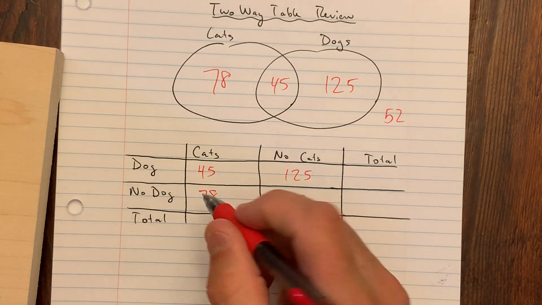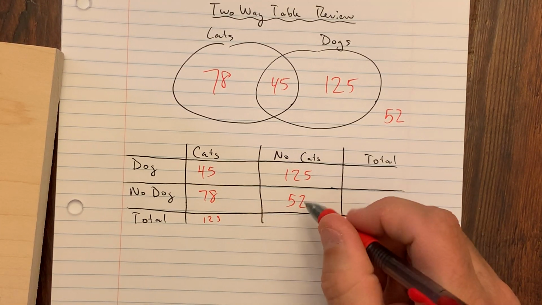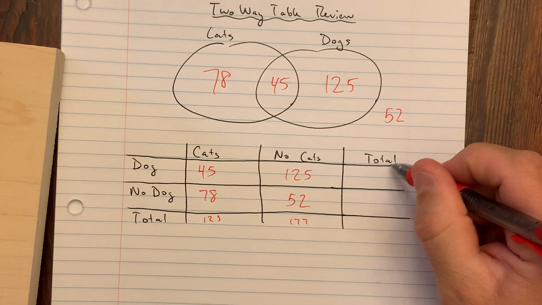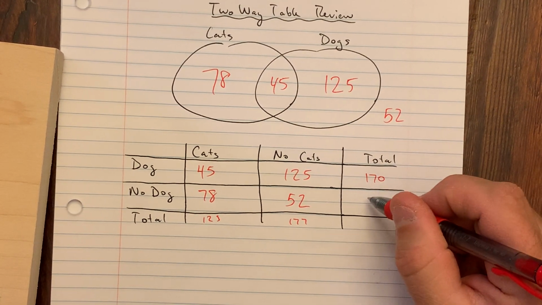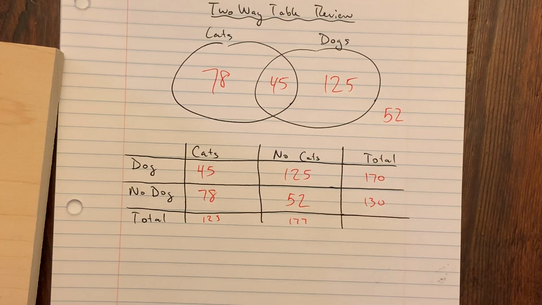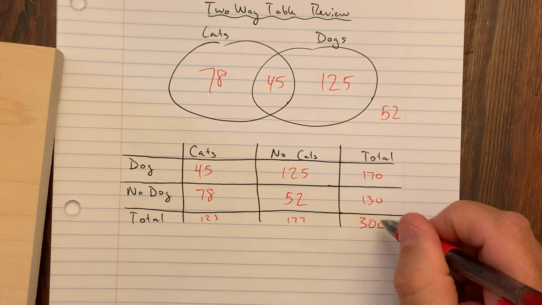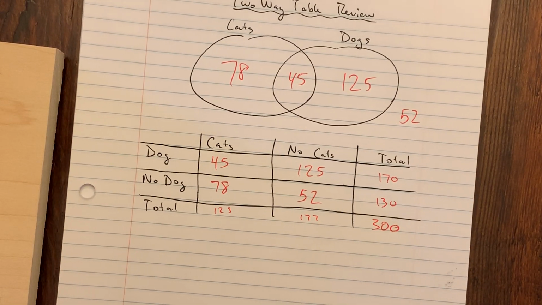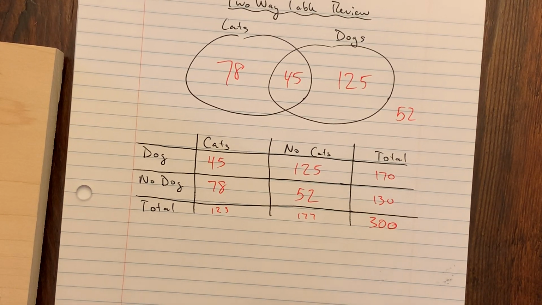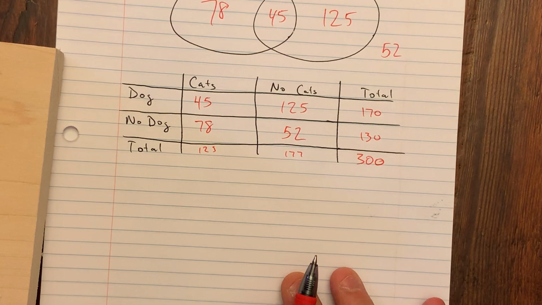And then when I total this up, 123, 177, over on this side 170, 130, and no matter which way I go, column or row here, it gets us at 300, which is good. That's kind of what we want. All right, so now let's take this information and let's find the relative frequency.